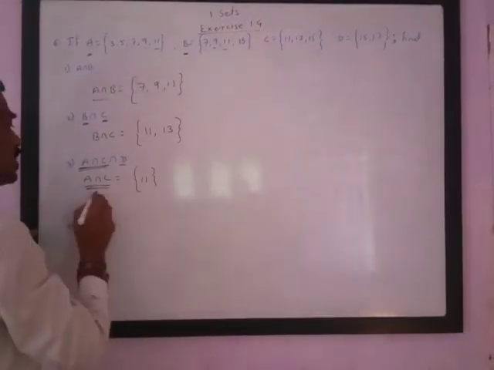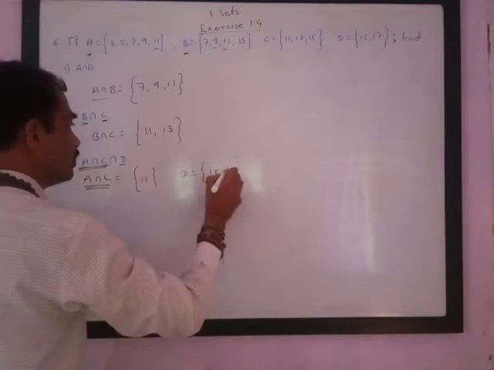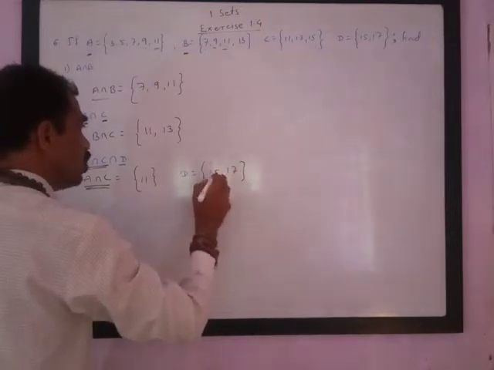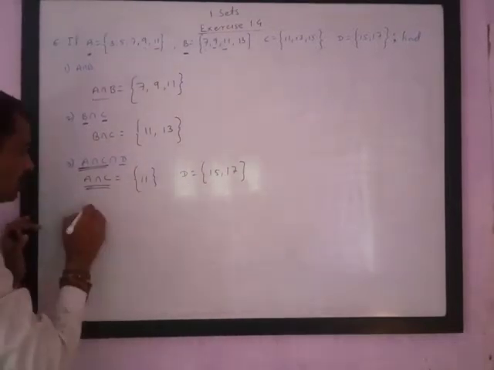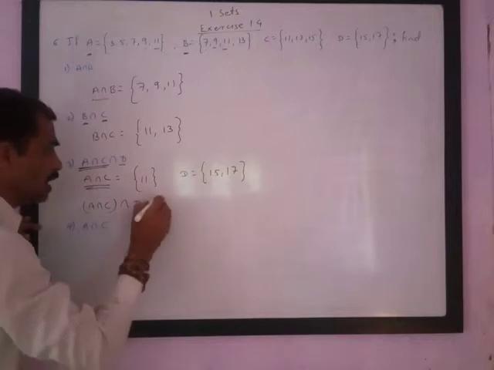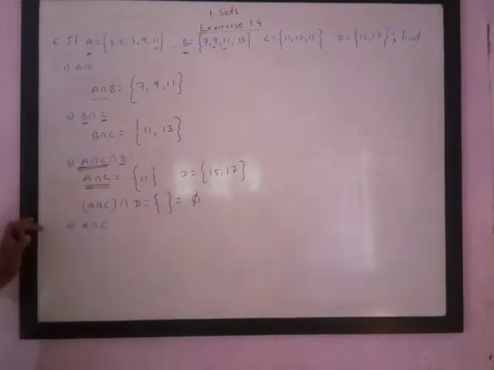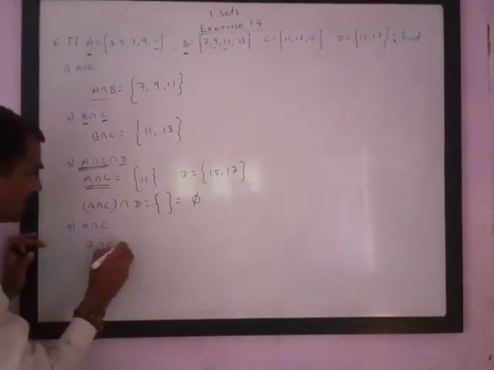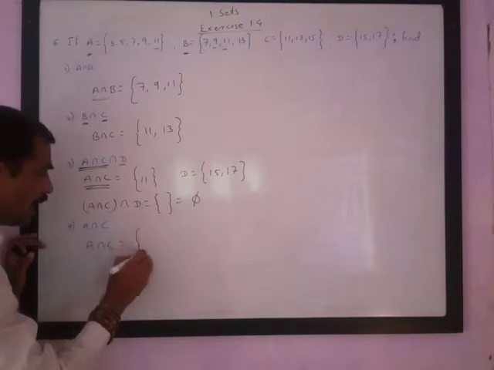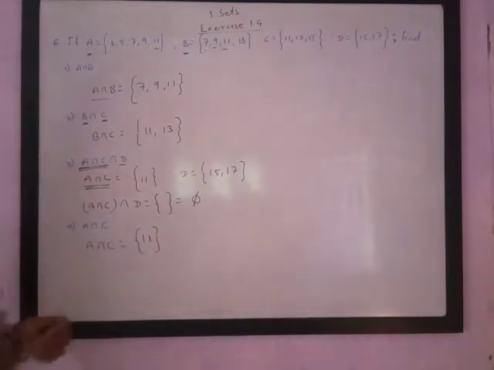Then intersection with D. D is a set of 15 and 17. Please note here A intersection C intersection D. So A intersection C intersection D is equal to the null set. Then A intersection C, we have just written, means the elements which are common to set A and set C, and that is equal to the set of 11.